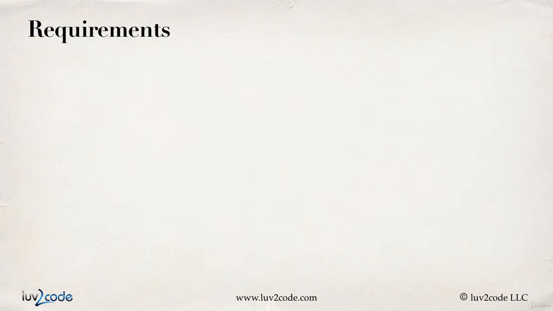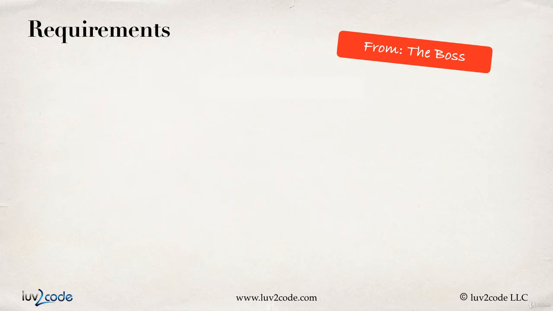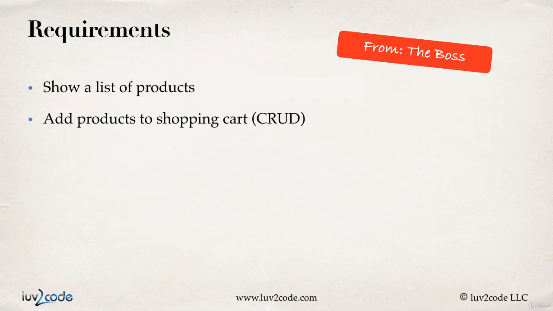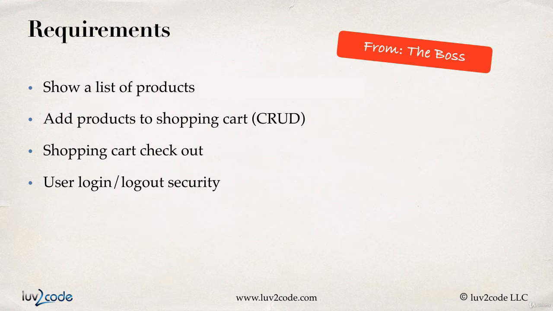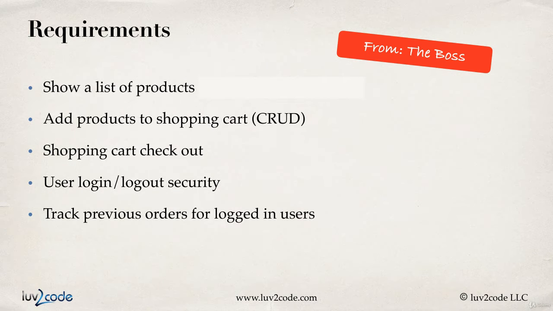Alrighty, and so here are our project requirements from the boss. So we'd like to be able to show a list of products. We'd also like to be able to add products to the shopping cart and have CRUD support on that shopping cart. And then also perform shopping cart checkout and also add user login, logout security. And finally, track the previous orders for logged in users.